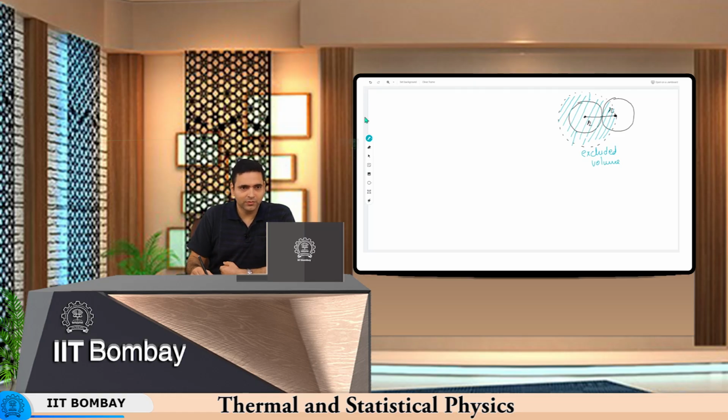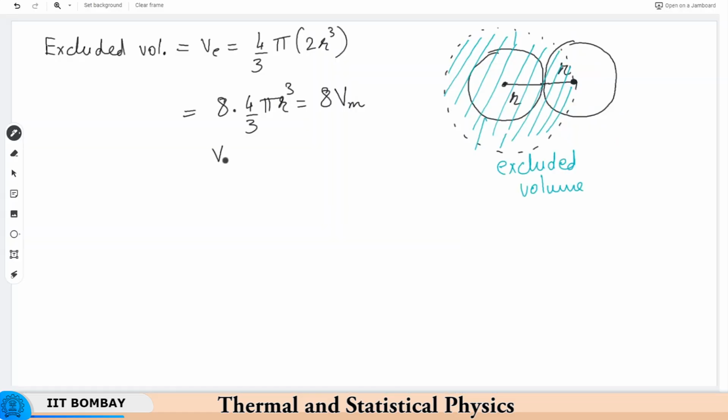And what is that volume? This excluded volume, let's call it VE, is 4 by 3 pi times 2r cubed. You can see that this is 8 times 4 by 3 pi r cubed, which is nothing but 8 times Vm, where Vm is the volume of a single molecule.